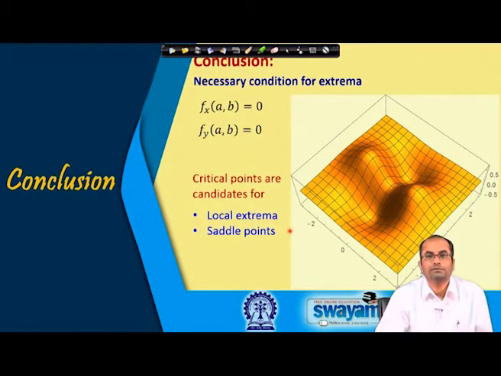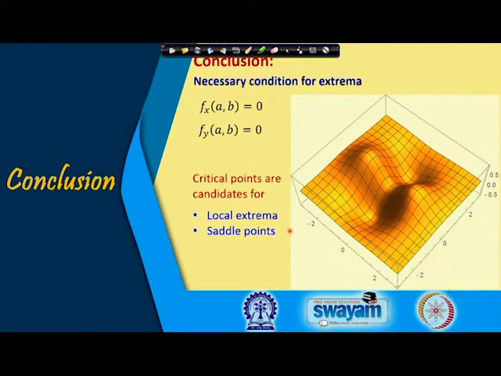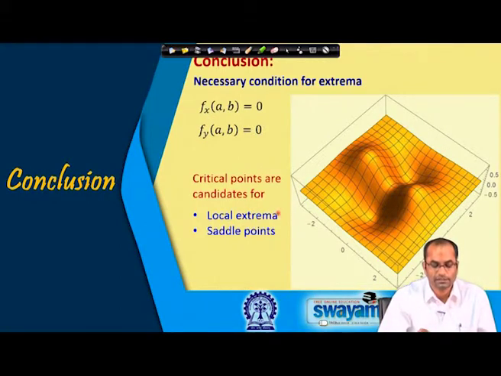In the next lecture, we will learn how to identify whether it is a local maximum or local minimum, because necessary conditions will give us the candidates for the local extrema and also for the saddle points, but then we have to identify whether at a given critical point the function is taking a local maximum, a local minimum, or it is a saddle point. So, that will be the content of the next lecture.